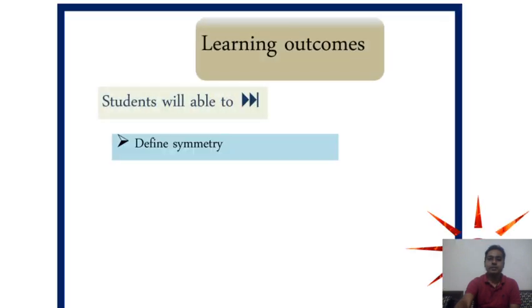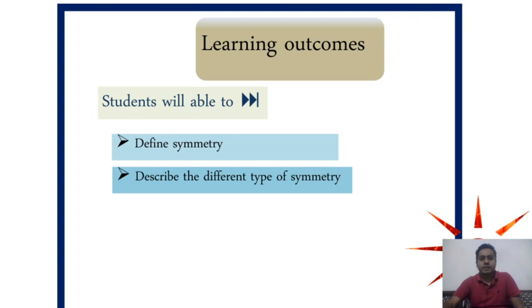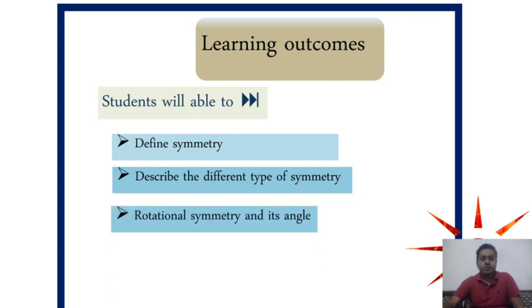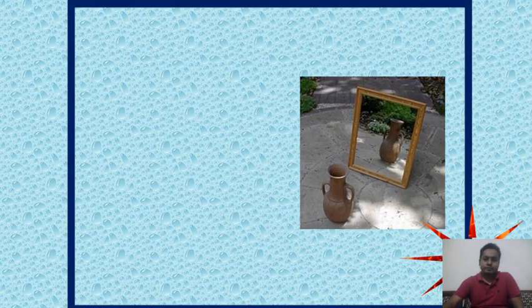The learning outcome of this exercise is that after the end of the class you will be able to define symmetry, and describe the different types of symmetry, rotational symmetry and its angle. Okay, now at first we want to see video clips similar to these topics.